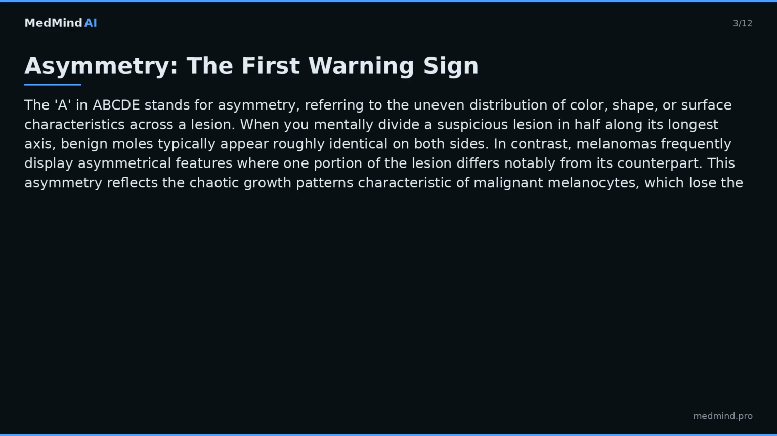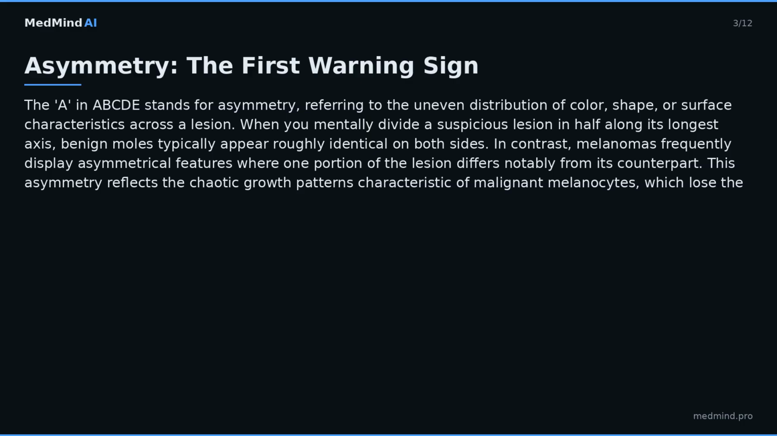Asymmetry, the first warning sign. The A in ABCDE stands for asymmetry, referring to the uneven distribution of color, shape, or surface characteristics across a lesion. When you mentally divide a suspicious lesion in half along its longest axis, benign moles typically appear roughly identical on both sides. In contrast, melanomas frequently display asymmetrical features where one portion of the lesion differs notably from its counterpart.